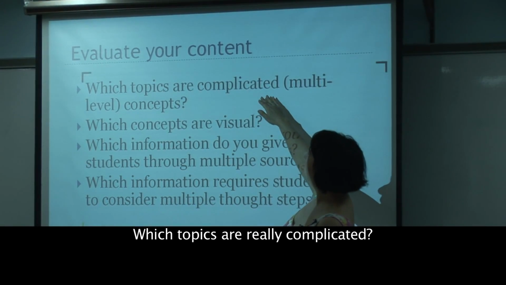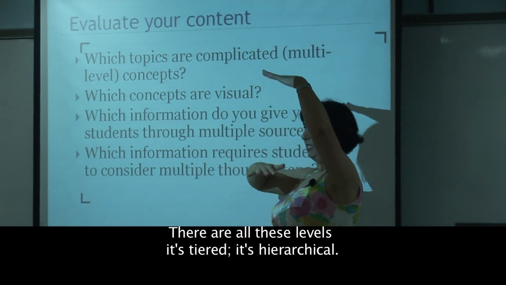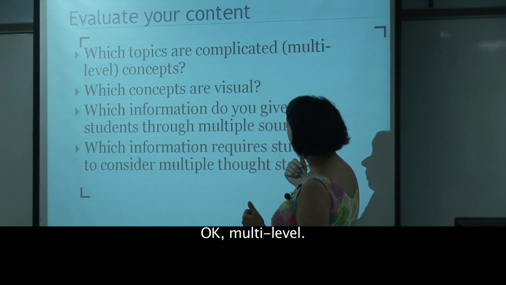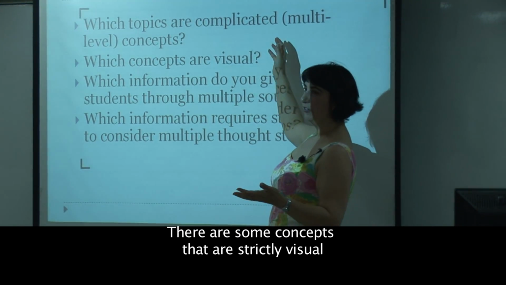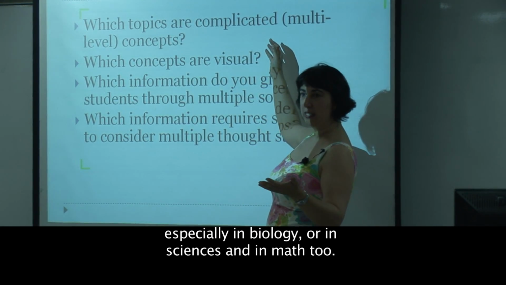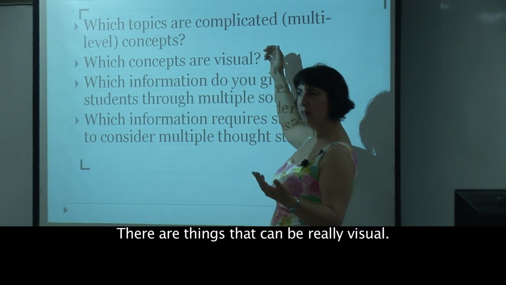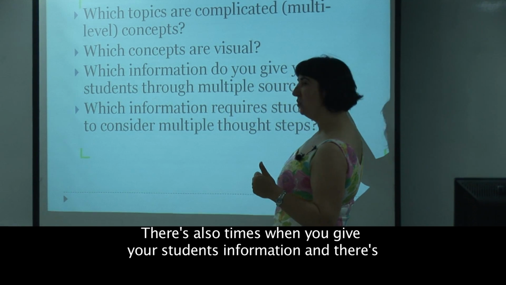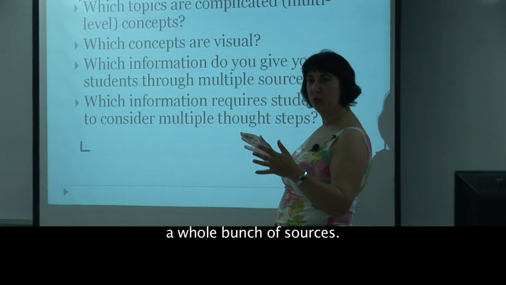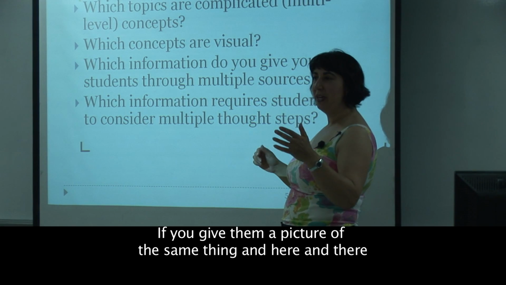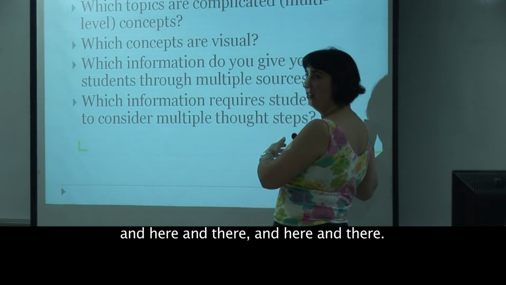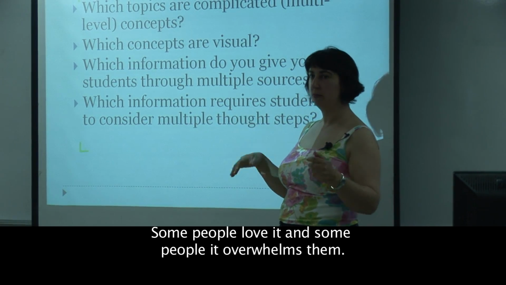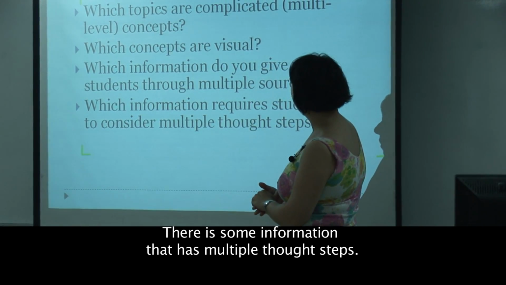Which topics are really complicated? So there are all these levels. It's tiered. It's hierarchical. Okay, multi-level. There are some concepts that are strictly visual, especially in biology or in sciences and in math too. There can be things that just seem really visual. There's also, sometimes you give your students information from a whole bunch of sources. And if you give them a picture of the same thing from here and there and here and there, some people love it and some people, it overwhelms them, okay?